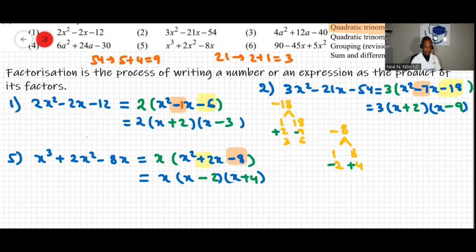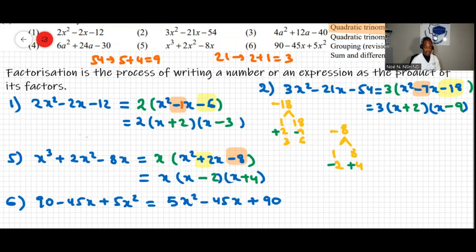Now, for question 6, you know what to do. I'm going to write question 6 here. Over here we have 90 minus 45x plus 5x². The best way to solve this is to write it in descending order of exponents, right? So it's better to rewrite it like 5x² minus 45x plus 90. Then we can factorize as we did. We're going to take 5 as a common factor, and then factorize as we did previously.